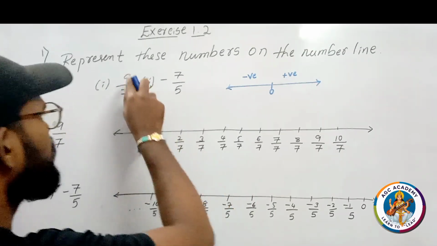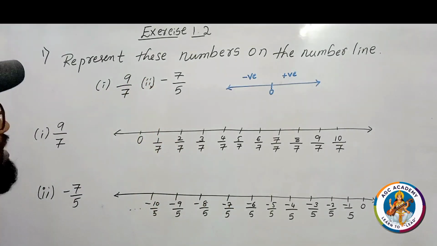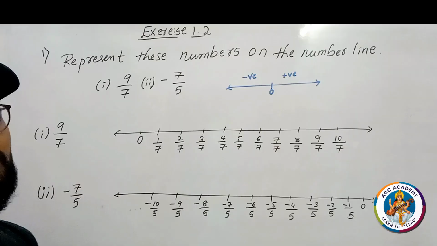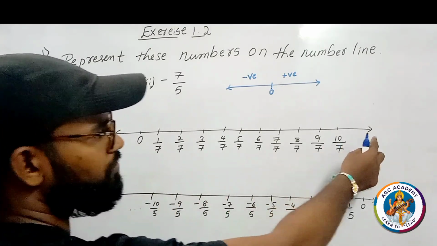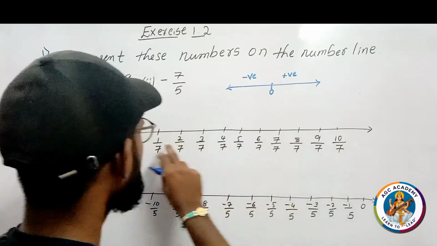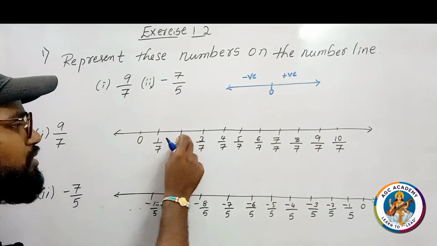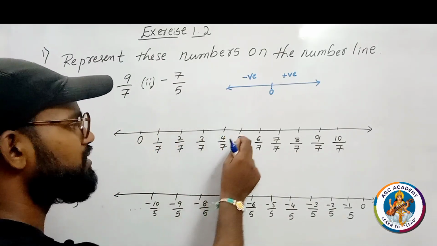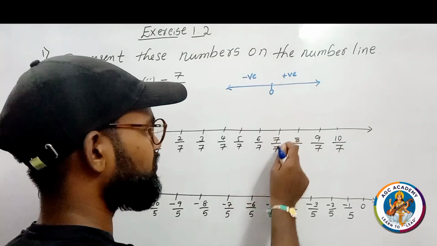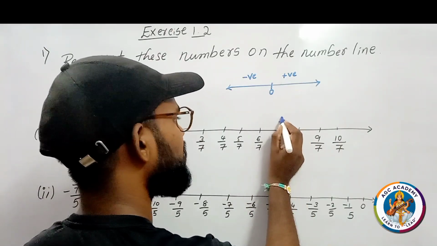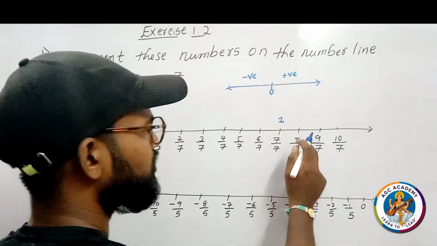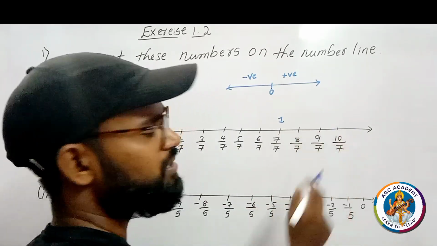So now see, 9 by 7 is the first question. 9 by 7 is nothing but a positive rational number. So I took here the rational number. Here this is a 0. So 1 by 7, 2 by 7, 3 by 7, 4 by 7, 5 by 7, 6 by 7, 7 by 7. 7 by 7 is nothing but your 1. Next, 8 by 7, 9 by 7, 10 by 7.